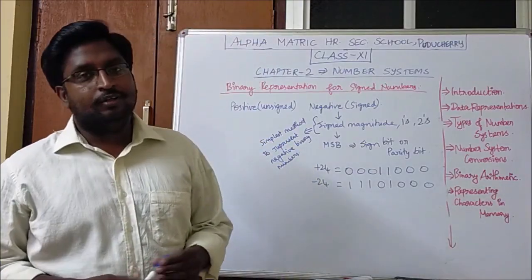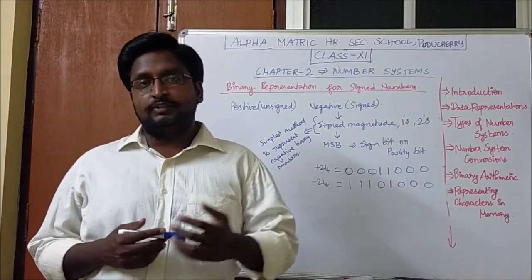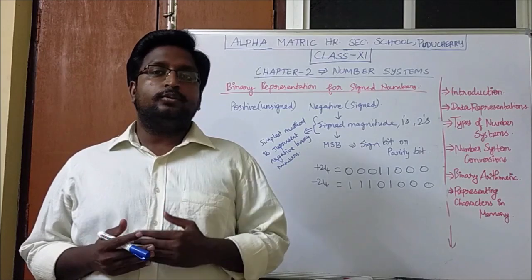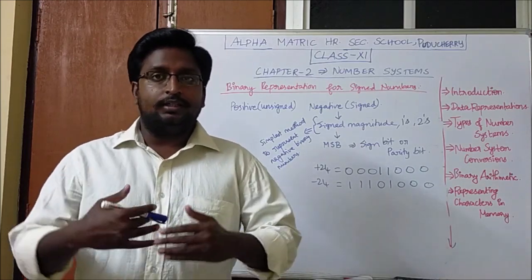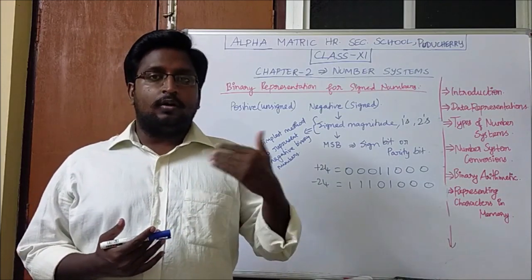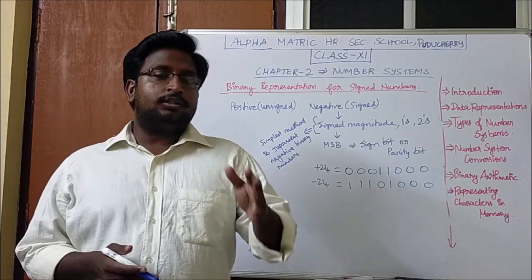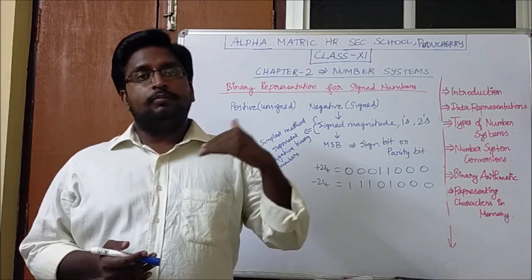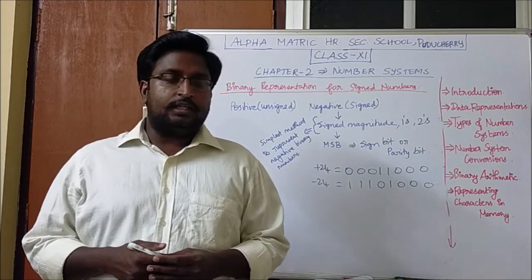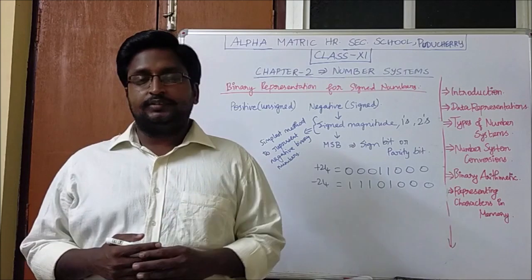Good morning, students. In the last class, we have seen the various number system conversions, like binary to decimal, octal, and hexadecimal, and fractional binary to decimal, decimal to binary, octal, and hexadecimal, and also fractional decimal to binary, and octal to binary and decimal, and hexadecimal to binary and decimal. Like this, we have seen all the number system conversions in the last video.